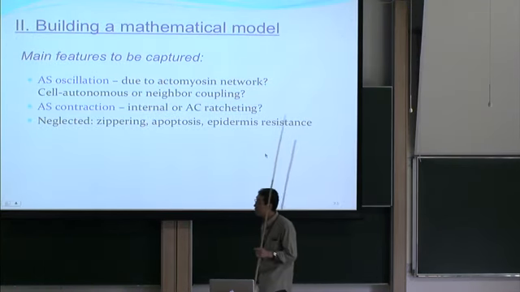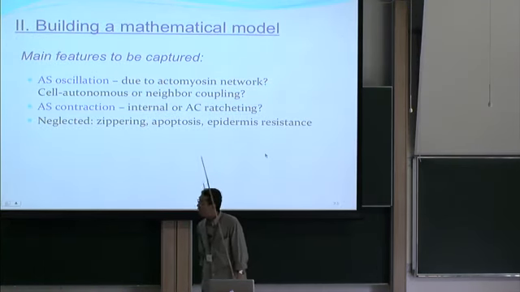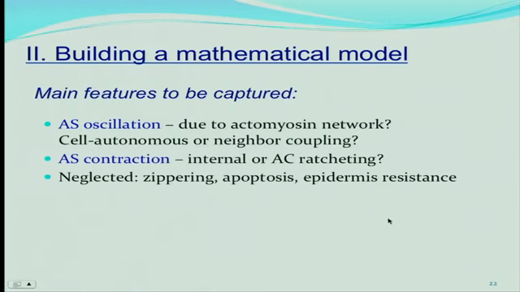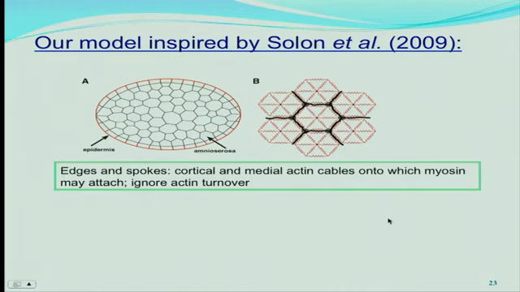So that gets me to the second part of my talk. I want to build a simple mathematical model. The things that I want to capture are, I want to capture oscillation. I want to probe contraction, and I neglected the other factors, as I said. So we took this geometric setup for the tissue. This was inspired by an earlier picture by Salon.